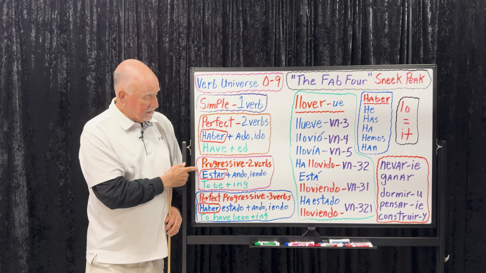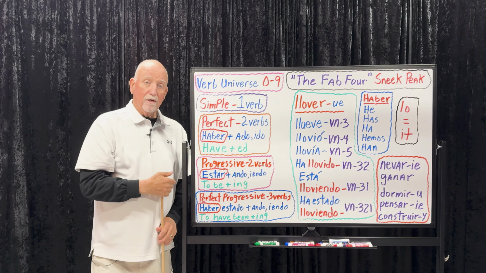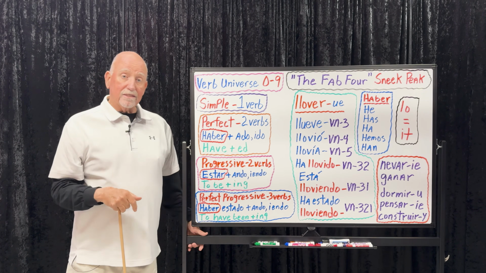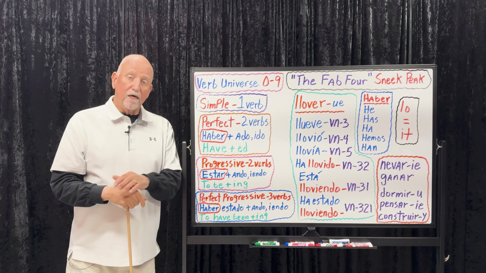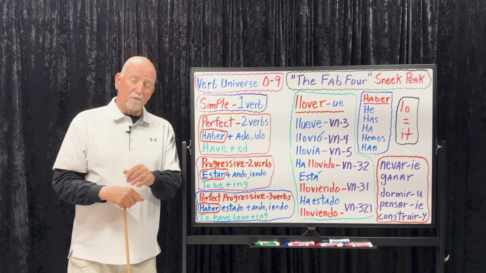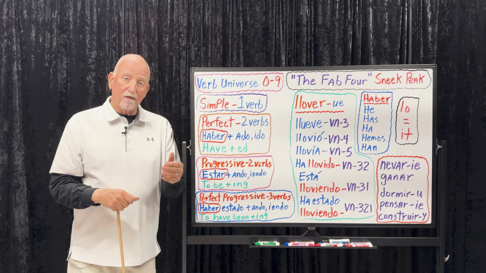Now we have the progressive verb construction. It's also two verbs together. Like again, you say, it is raining, está lloviendo. Well, está is present tense, that's a verb number 3. Lloviendo is a present participle, -ing, verb number 1. So that is what we call a 3-1, está lloviendo.